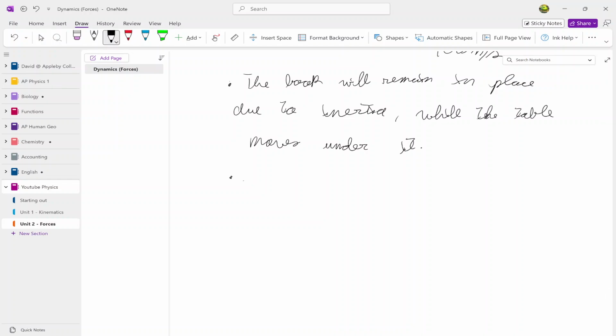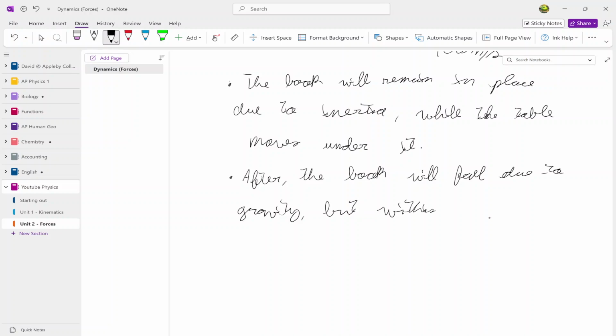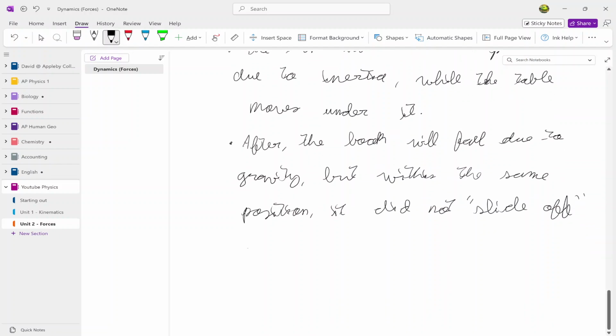Okay. Obviously, after, the book will fall due to gravity, but within the same position. It did not slide off, all right, because of friction, slide off with the table.